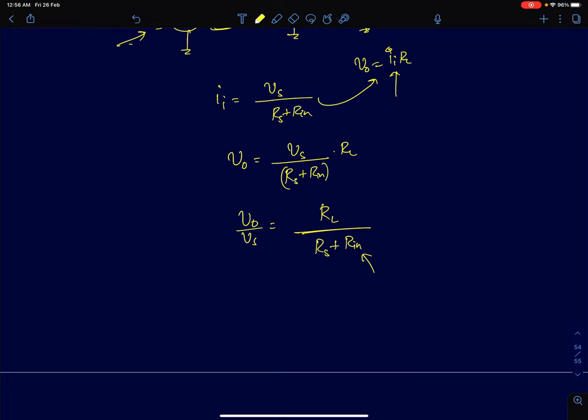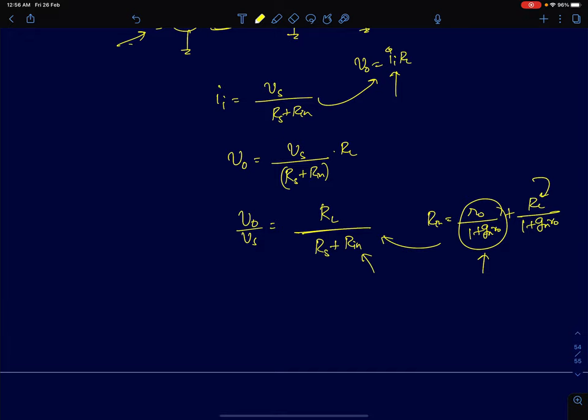Now keep in mind, your input resistance depends upon load resistance as well. So your input resistance is R0 by 1 plus gm R0, or R0 parallel 1 by gm plus RL by 1 plus gm R0. So the input resistance is a reduced version of load resistance plus 1 by gm parallel R0. This is the expression for voltage gain in terms of RL.